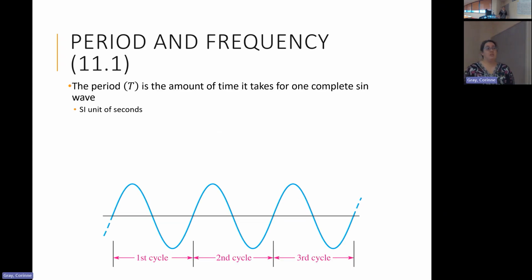So the terminology is going to continue on here. Two of the main terms that you are going to see are period and frequency. So period, which is going to be represented with a capital T, is the amount of time it takes for one complete sine wave. And it's going to have the SI units of seconds.